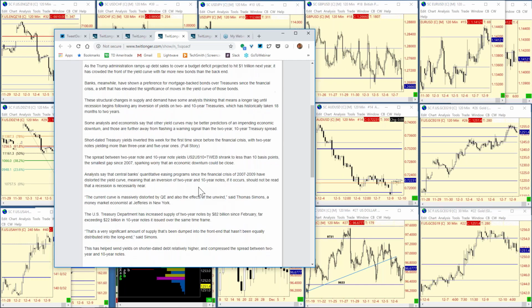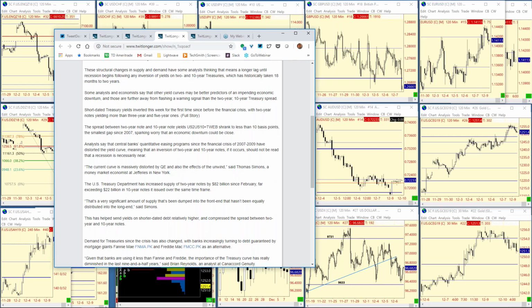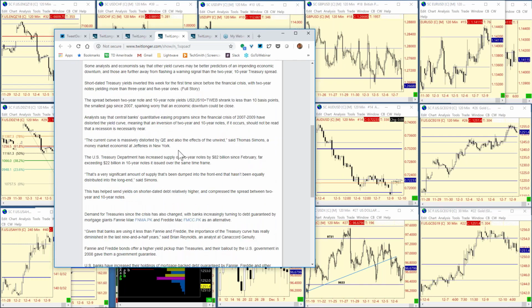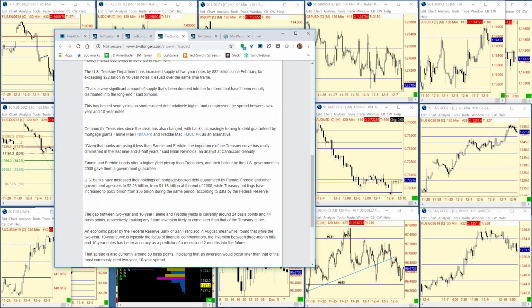Analysts say that the central bank's quantitative easing program since the financial crisis has distorted the yield curve. The current curve is massively distorted by QE and the effects of the unwind. Given the banks are using less than the Fannie and Freddie, the importance of the Treasury curve has really diminished in the last 9.5 years.